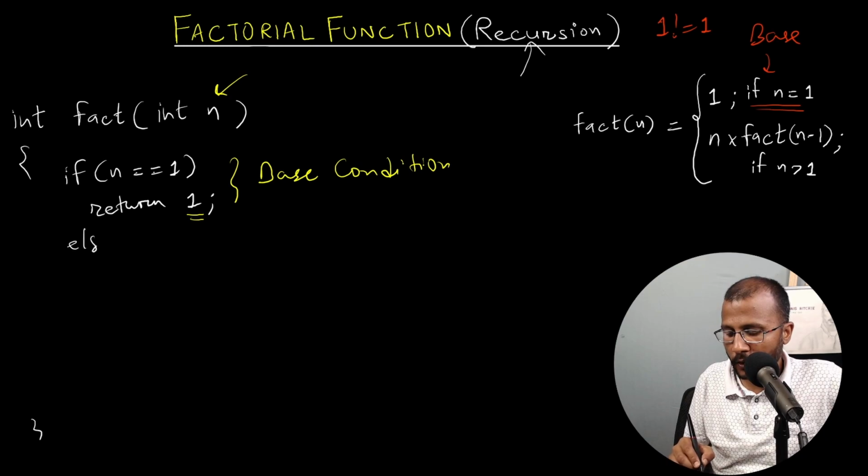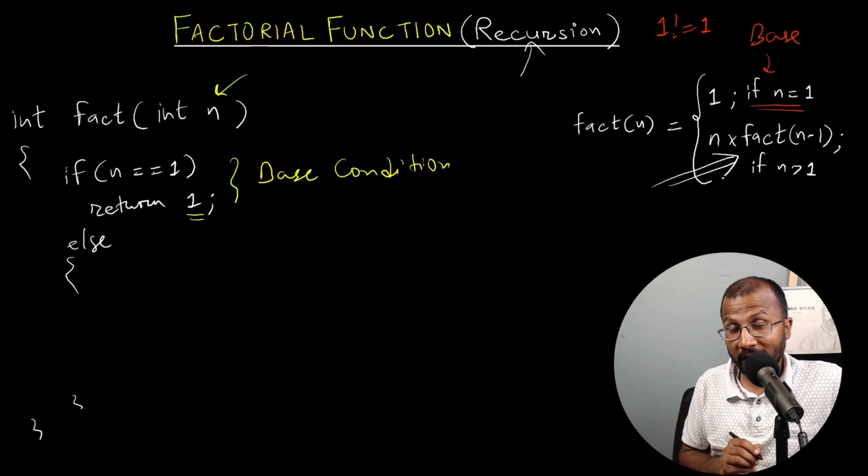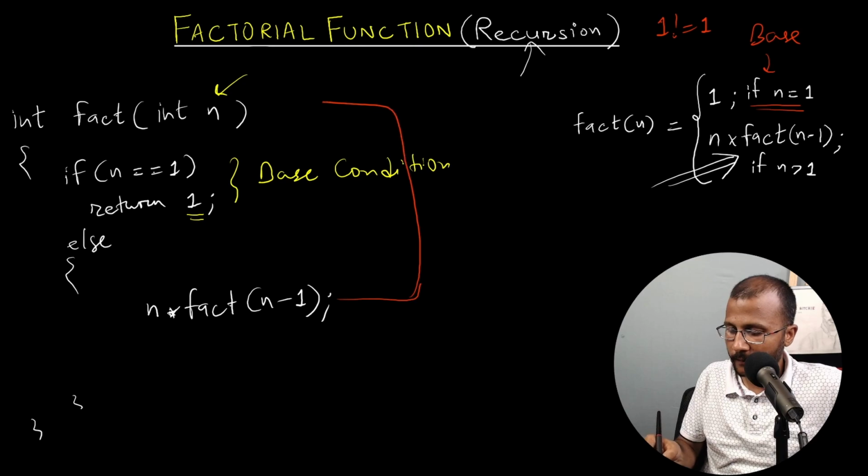Else, what do I do? Else the value of n is something greater than 1. I'm in the else case, which is represented by this equation. So now I need to find the factorial of n. So how do I find out the factorial of n? So factorial of n is nothing but n times, I need to call the same function, fact of n minus 1. Okay, so what I'm trying to do is make a call to the same function, to this one.